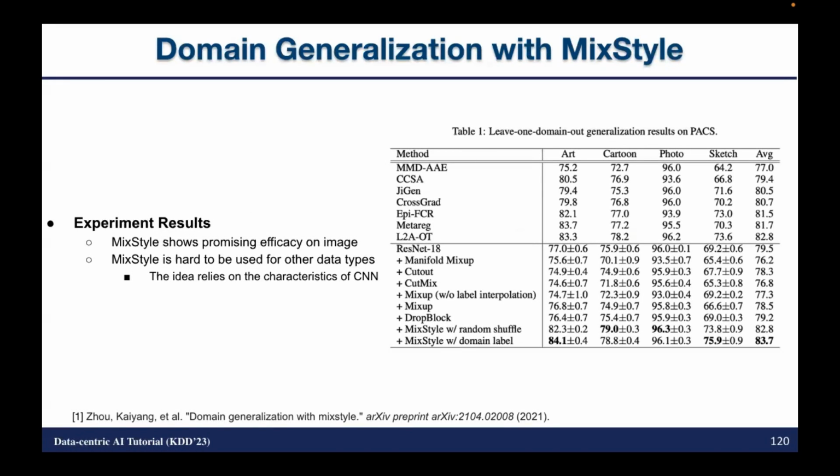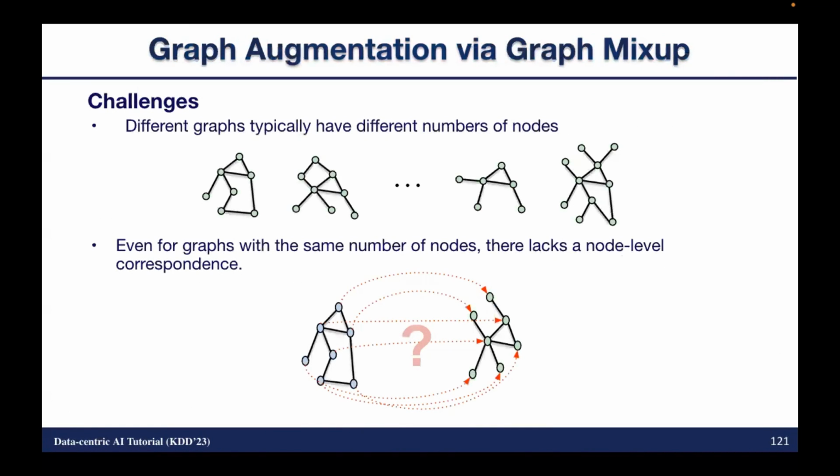So we find from this table 1 that the mixed style shows promising efficacy on images. And the second thing is that mixed style is hard to use for other types of data, because this idea and this paper are inspired by images and the CNN network. So with this kind of motivation, the idea relies on the characteristics of the CNN, which makes us think: what if we mix other kinds of data besides images? So here comes our work called graph augmentation via graph mix-up.